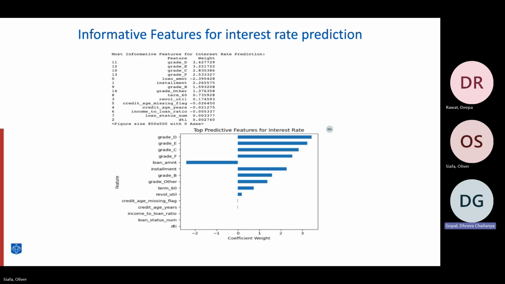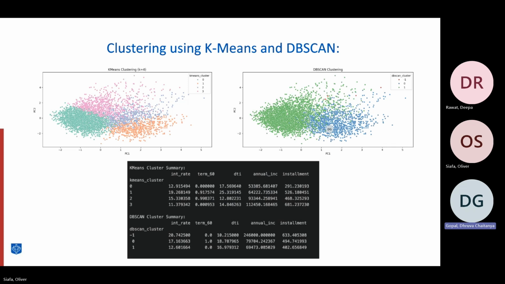And coming to the next slide, this is where we have used clustering with K-means and DBSCAN. These are the outputs that we got from that. Coming to the K-means clustering results, we have applied K equal to 4 using PCA for dimensionality reduction.